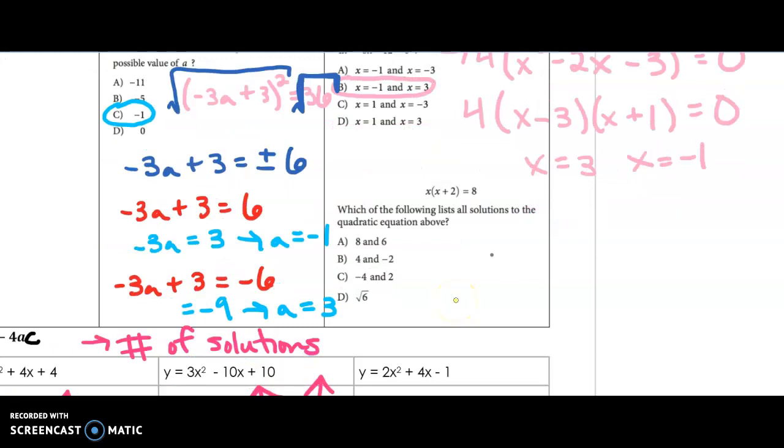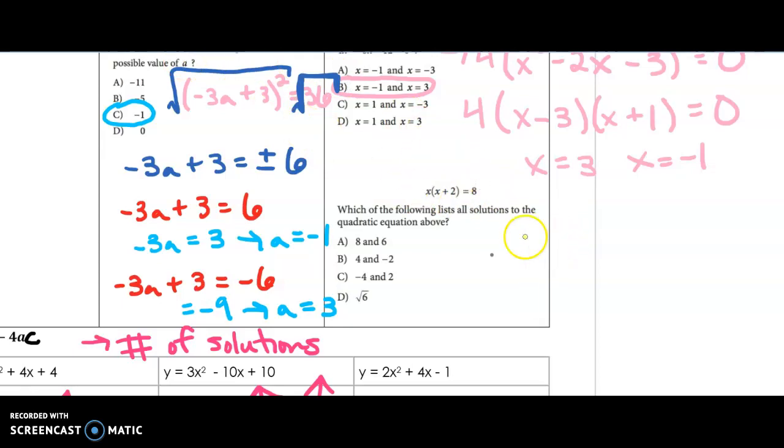All right, which of the following lists all solutions to the quadratic equation above? I feel like some of us, as it is written right now, would be tempted to say, oh, my x is equal to 0, and I have another one that's equal to negative 2. But you cannot do that, right? Because it is not set equal to 0. It is set equal to some number, in this case 8.